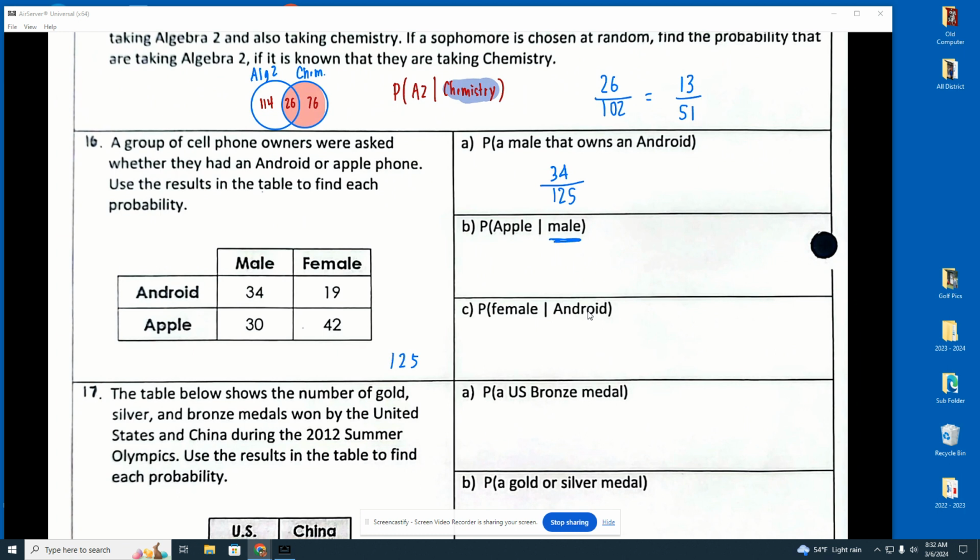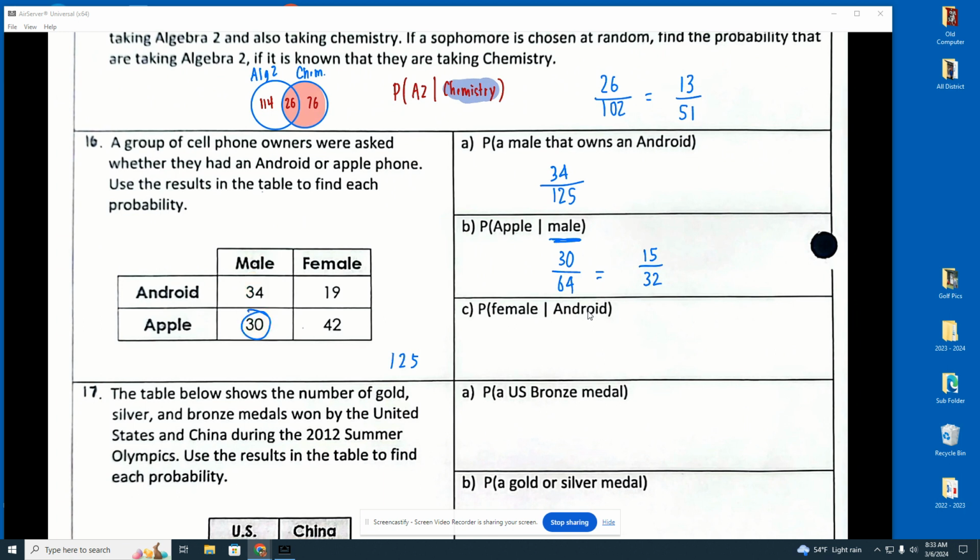I'm zooming in on those that are male. Right here, I'm zooming in on 64 people. Now, of those 64 people, how many choose Apple? 30. 30 weirdos. So 30 out of 64 will reduce to 15 out of 32 strange human beings.